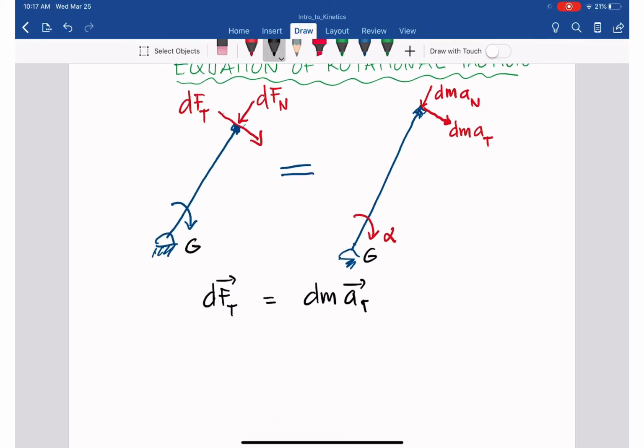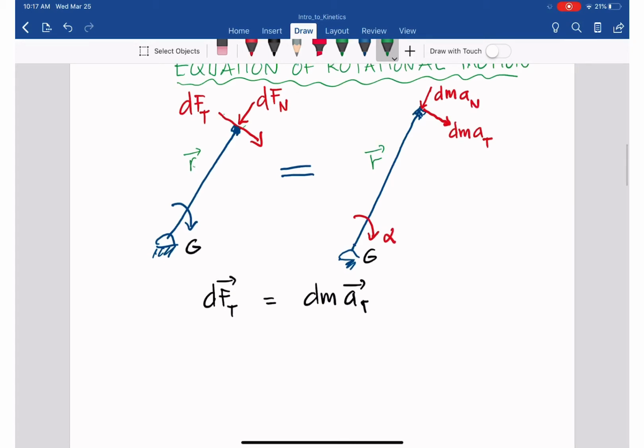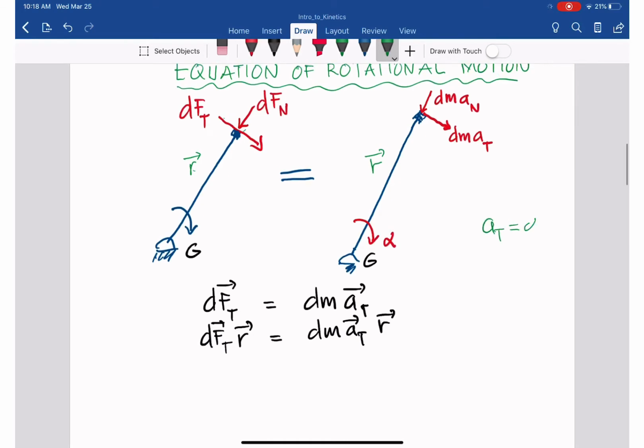Okay, now as you can see, G is defined at the center of mass, where the body rotates about, and let's call the radius from G to the differential mass R, the position vector R. If I multiply this R on both sides of that equation, then I continue to have dF t dot product with position vector R on one side, and dm at times R on the other. If you recall from the first rigid body kinematics, the tangential component of a point equals the position vector times the angular acceleration alpha, alpha r. So that is on the right side.